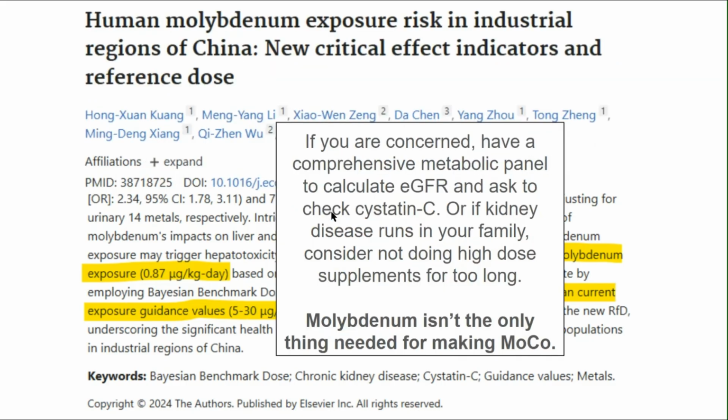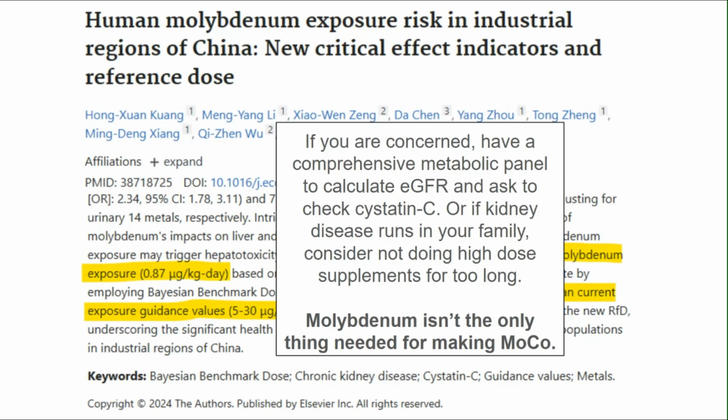So what would you do? Well, if you're concerned, you could have a comprehensive metabolic panel to calculate your estimated glomerular filtration rate, and then also ask your doctor to check cystatin C. Because if you have kidney disease, your cystatin C will be high and your estimated glomerular filtration rate will be lower. And the thing is, push for the cystatin C to check your kidney function, because eGFR can vary based on your BUN and your creatinine levels, and those can be changed by muscle mass and how much protein you eat. So ask for the cystatin C for sure.